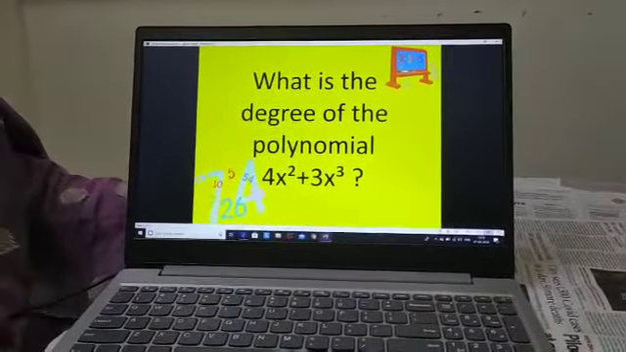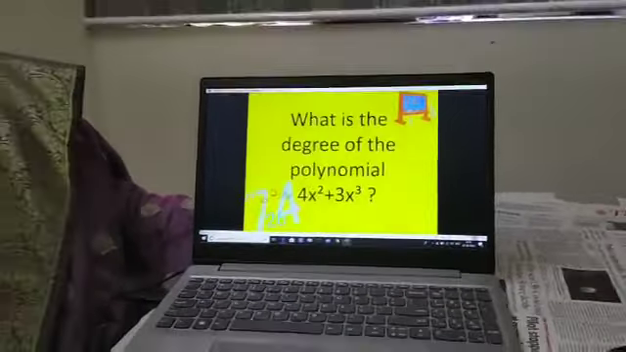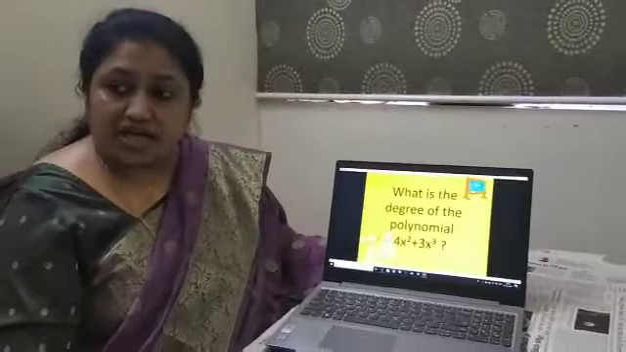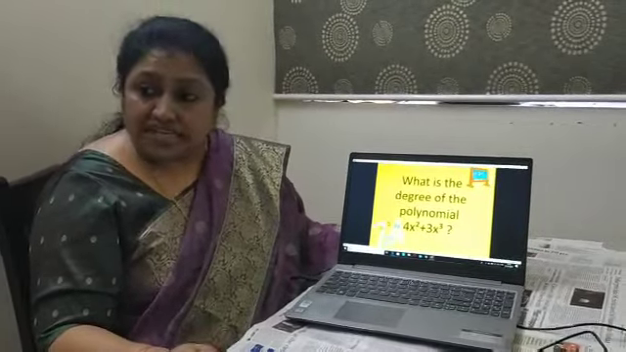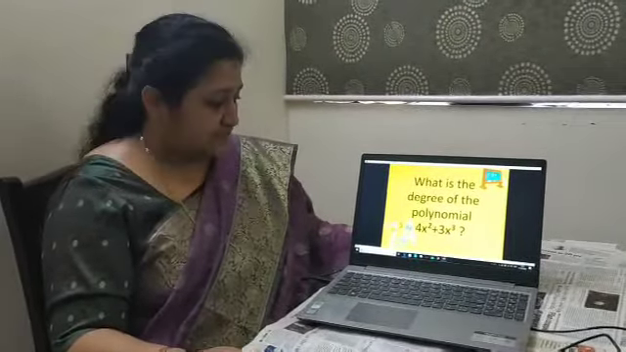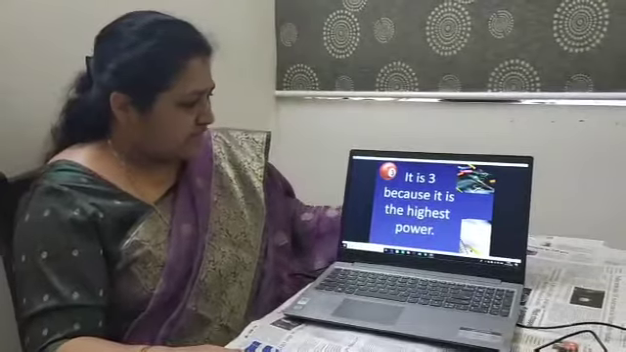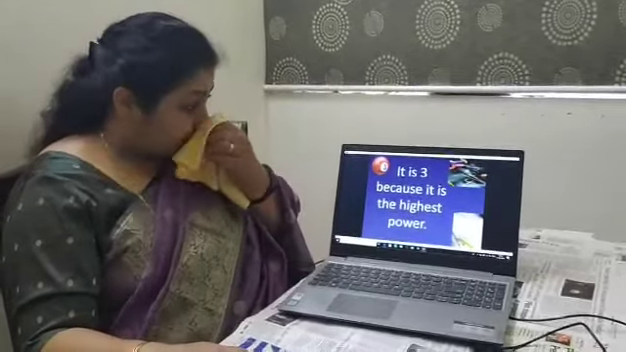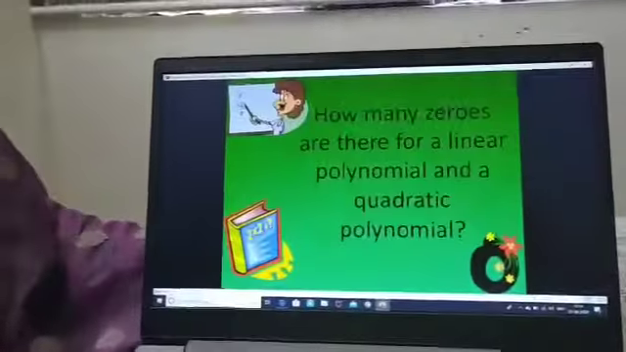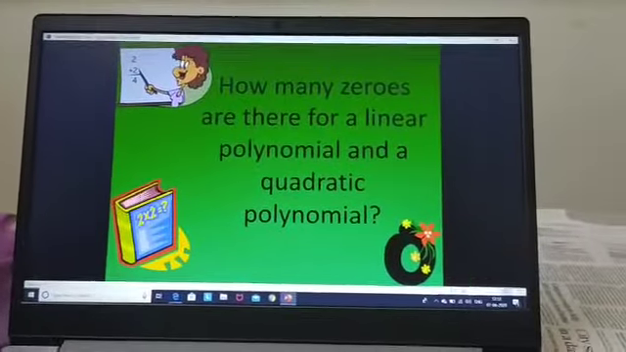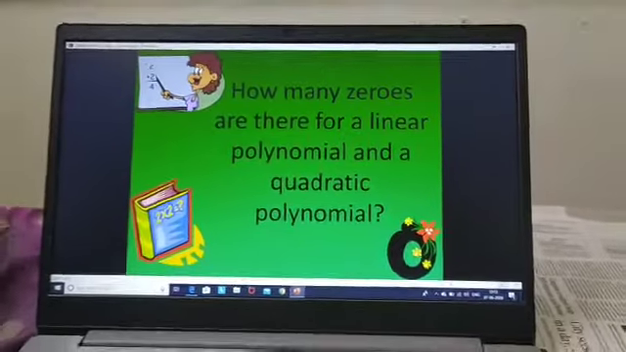Again, it's a polynomial expression consisting of only two terms. So obviously, 3 is going to be the highest power among the two terms, and 3 is going to be the degree of this polynomial expression. It is 3 because it is the highest power. Now, how many zeros are there for a linear polynomial and a quadratic polynomial? That is going to be the next question for you.